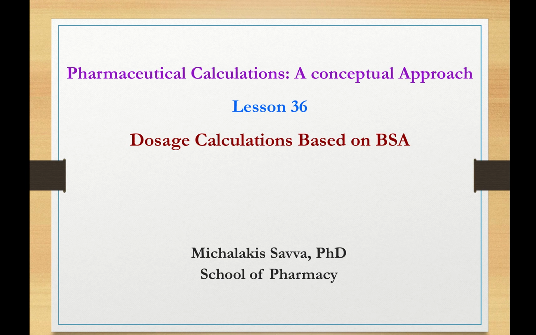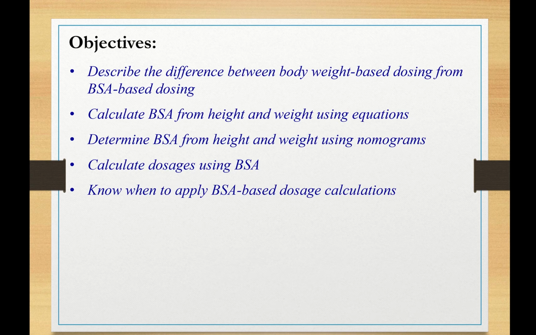Welcome to Pharmaceutical Calculations, a Conceptual Approach, lesson 36, dosage calculations based on body surface area. Today's objectives are to describe the difference between body weight-based dosing and BSA-based dosing, learn how to calculate BSA from height and weight using equations and using nomograms, learn how to calculate doses using BSA, and understand when you can apply BSA-based dosage calculations.